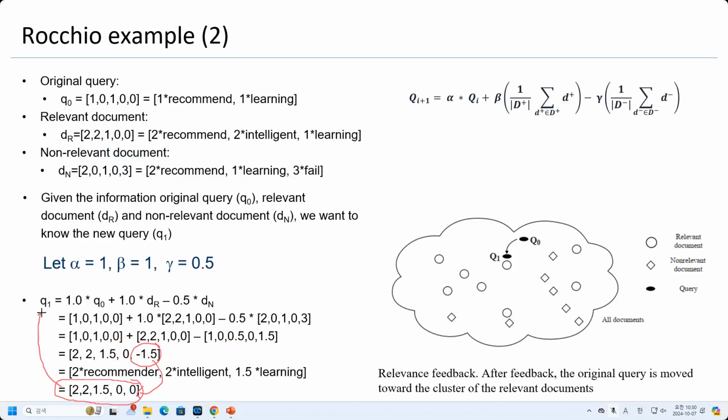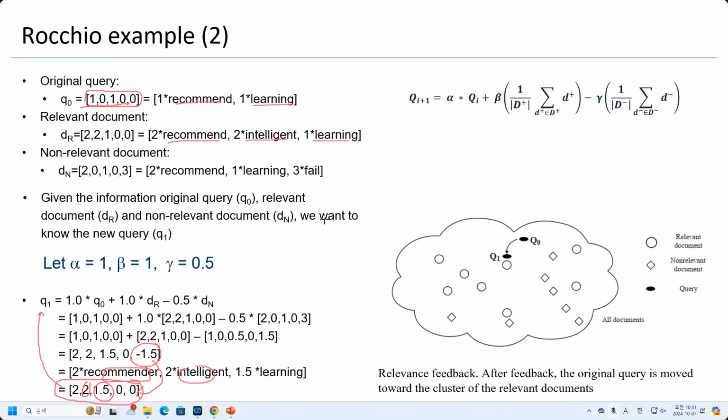So the new query means whenever you find a new book, or if you want to recommend books to this user, make the word recommender important, the word intelligent important, and also the word learning important. So this is the updated query. Before the calculation, the original query had only recommend and learning, but now we have the words recommend, intelligent, and learning in the new query.